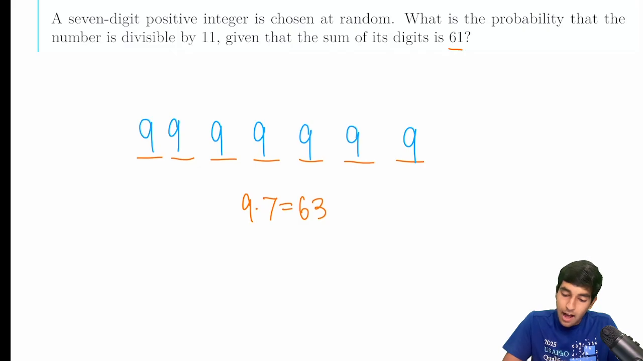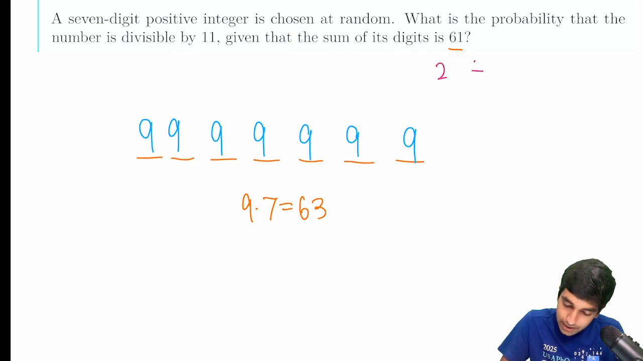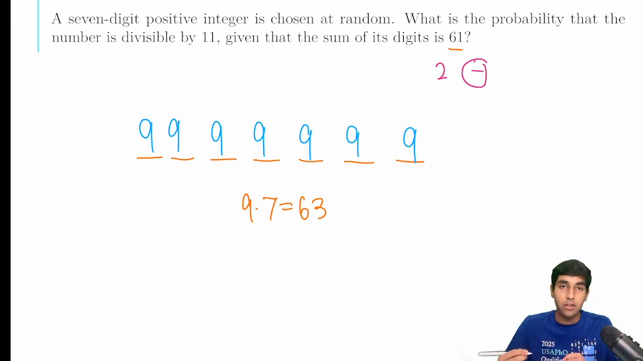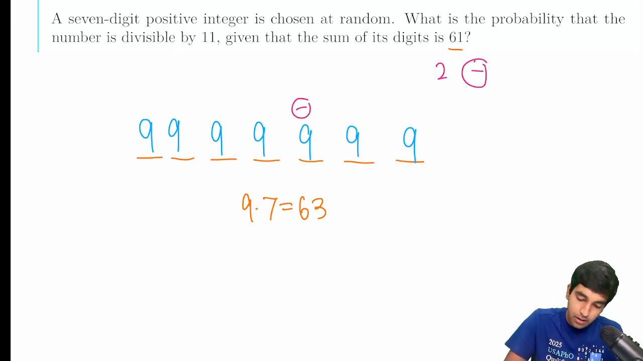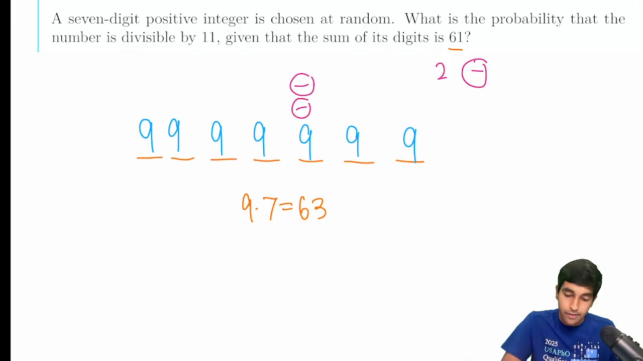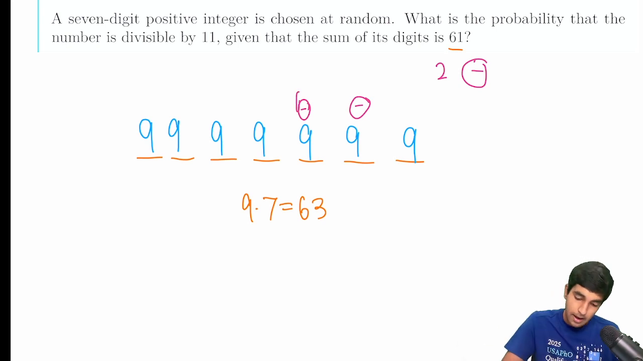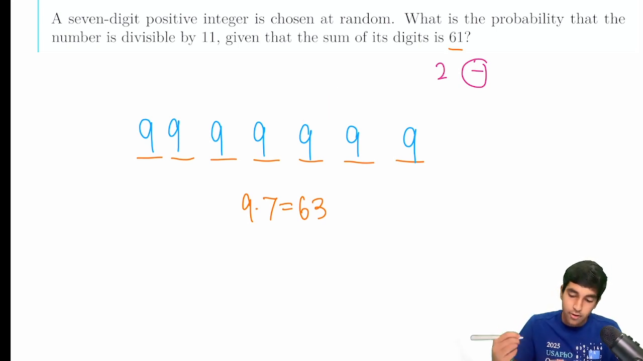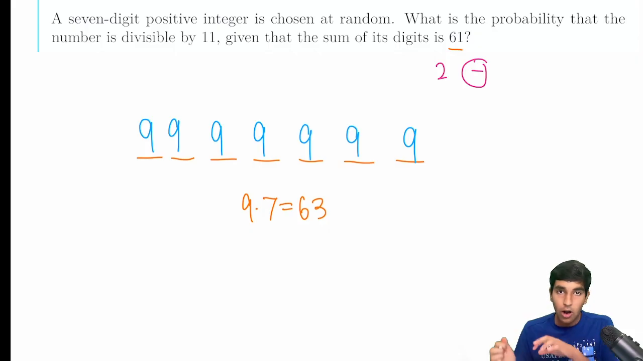Imagine we have two subtractions, right? Let's say we have 2 minus, and we have to assign these to our 7 numbers. And if one number gets 2 of these, then this number becomes 7. If a number gets 1 of these, then the number becomes 8. And if it gets 0 subtractions, it's just 9. So now all we have to do is distribute these 2 subtractions to our 7 numbers. And we can do that using stars and bars.